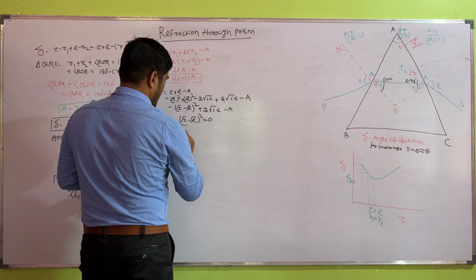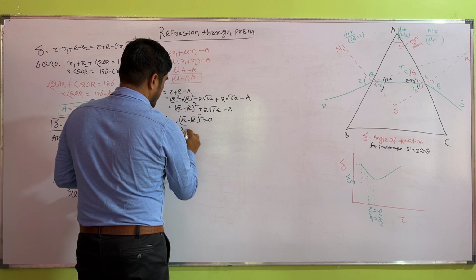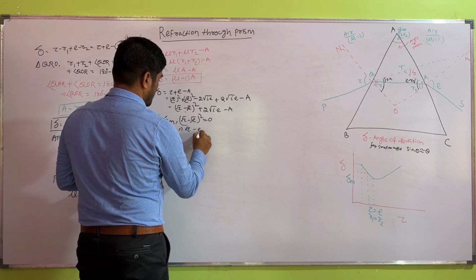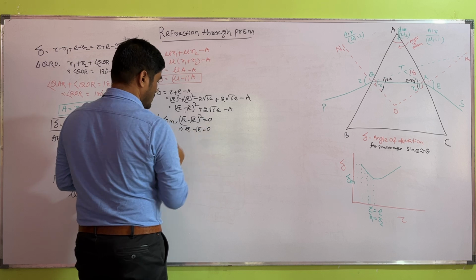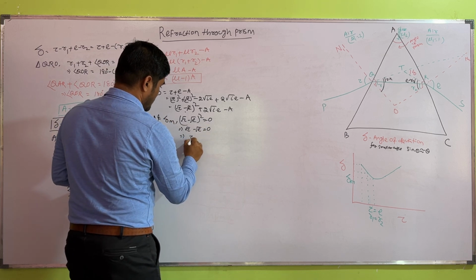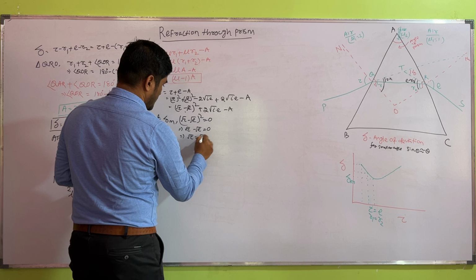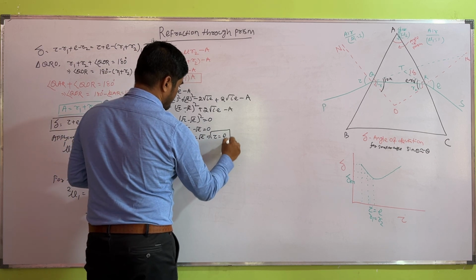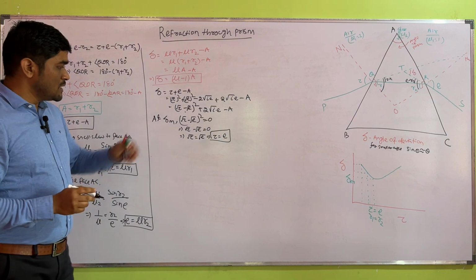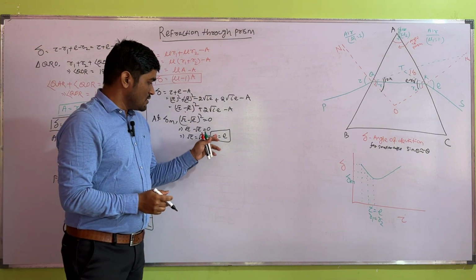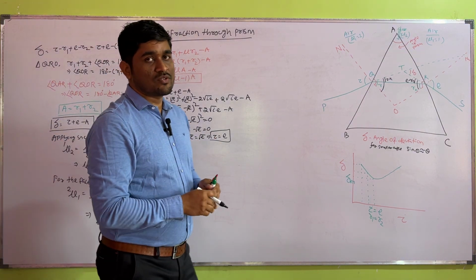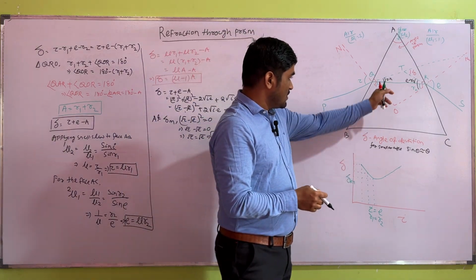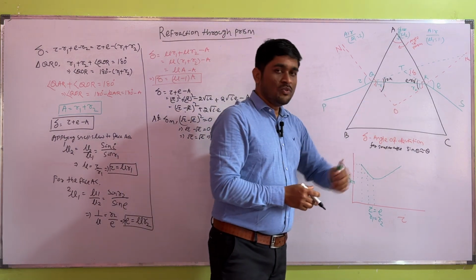So we can write that implies root I minus root E is equal to 0, that implies root I is equal to root E, that implies I is equal to E. Clear? So at angle of minimum deviation, the angle of incidence will be equal to the angle of emergence. Clear? And R1 will be equal to R2.